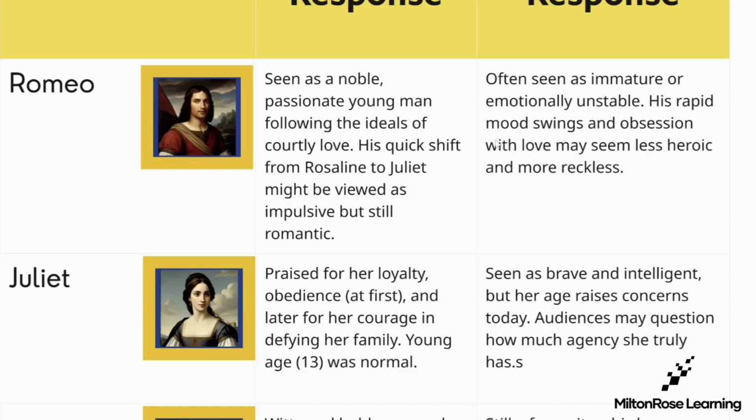A modern day interpretation of Juliet, though, would see her as brave and intelligent, but her age raises concerns because obviously we don't get married that early. And the age thing, a lot of my students do get a bit funny about it. They're a bit uncomfortable about marrying at 13, 14, but social values and things change. The audience may question in a modern day how much agency she truly has. And remember, agency is a great word. It means your freedom of action. So with all of our democracy and human rights and things like that, we might question now Juliet being forced into marriage and not having much agency.